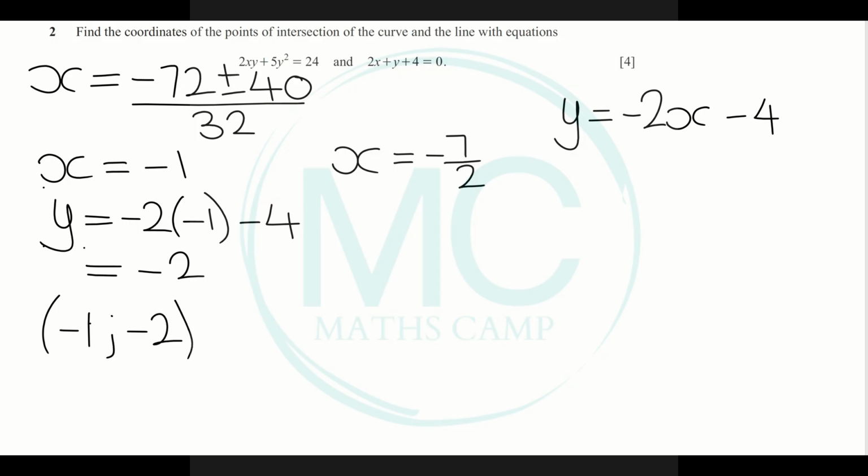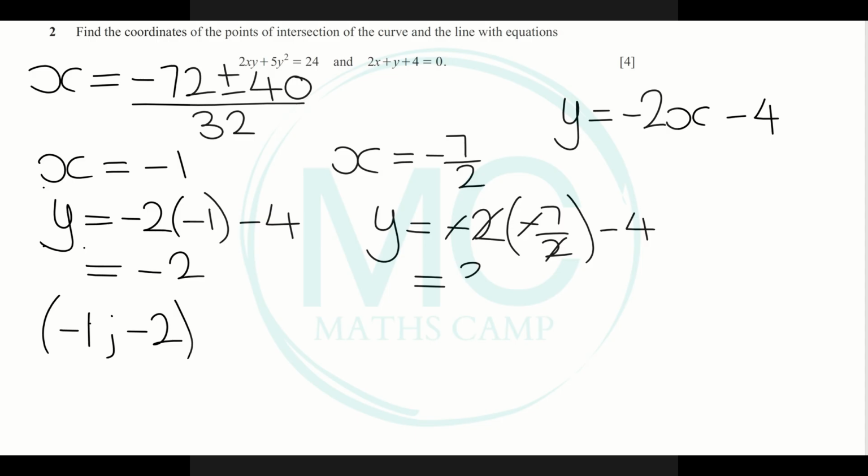Now let's find y when x is negative 7 over 2. And we can say y is equal to negative 2 multiplied by negative 7 over 2 minus 4. Negative 2 multiplied by negative 7 over 2. The negatives will cancel, the 2's will cancel, and we're left with 7 minus 4, which is equal to 3. So the coordinates of this point are negative 7 over 2 and positive 3.